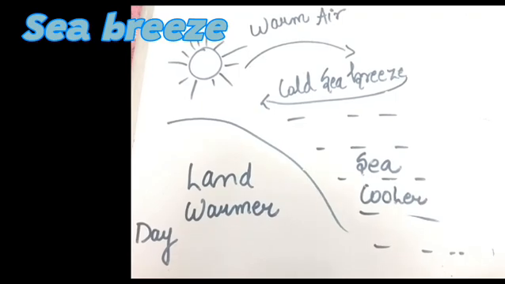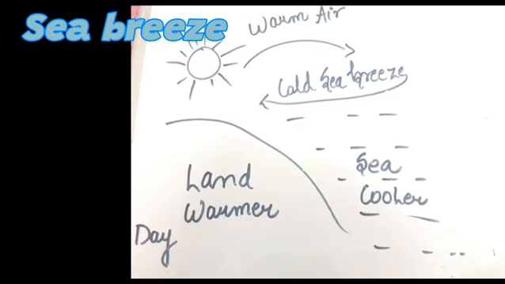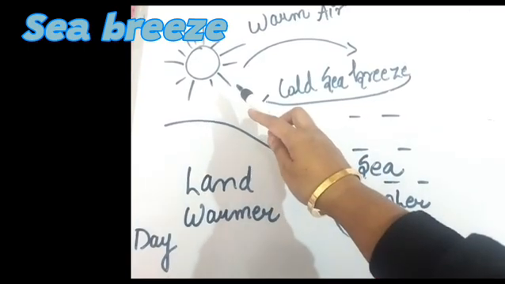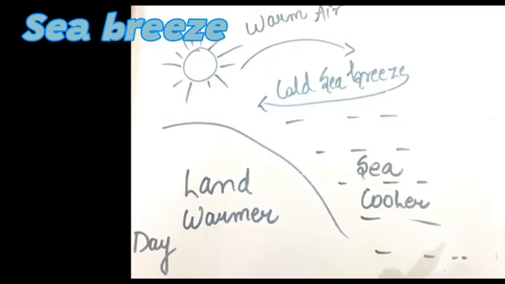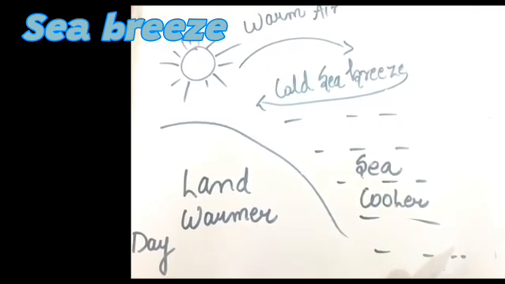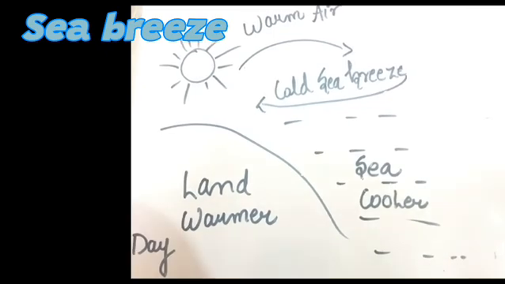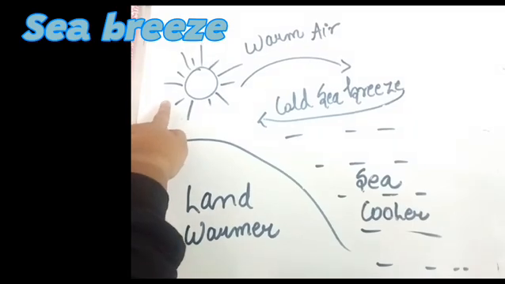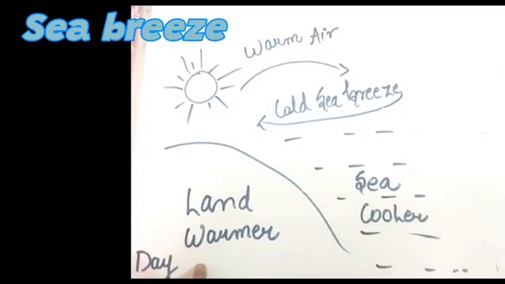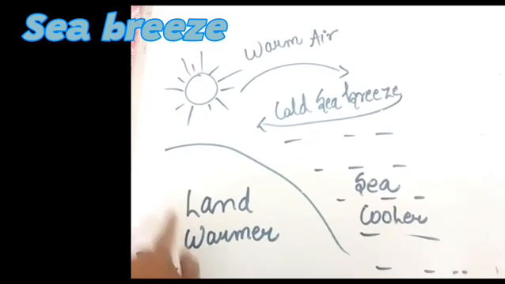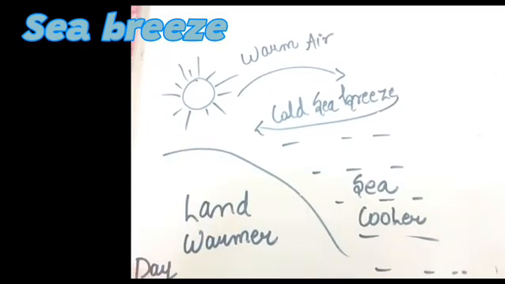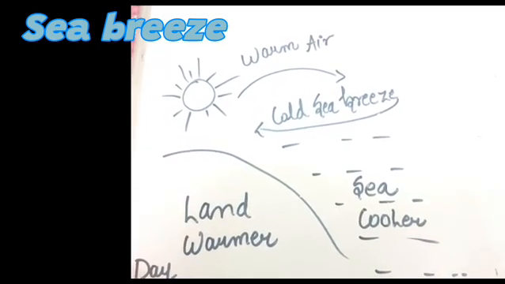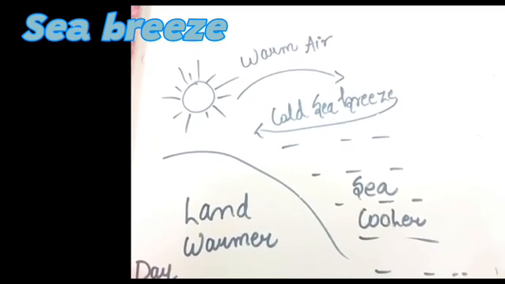So this is a diagrammatic view of the sea breeze. Sea breeze occurs during the daytime when there is the sun. The one thing that you have to remember in any kind of breeze is that land heats up faster and gets cooled faster. So during the daytime the sun will rise and heat up the land, and the air present above the land will become warm. When the air becomes warm, it will expand, and when the air expands, it rises up.